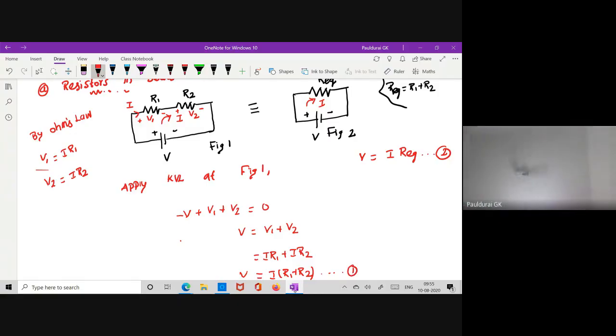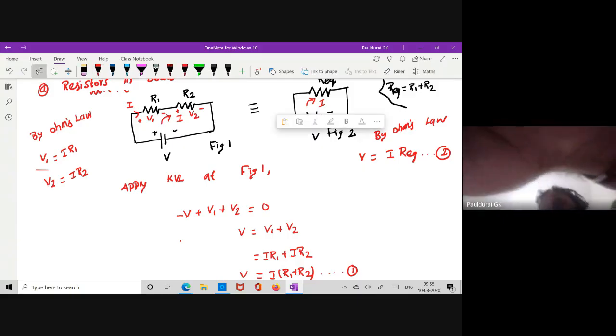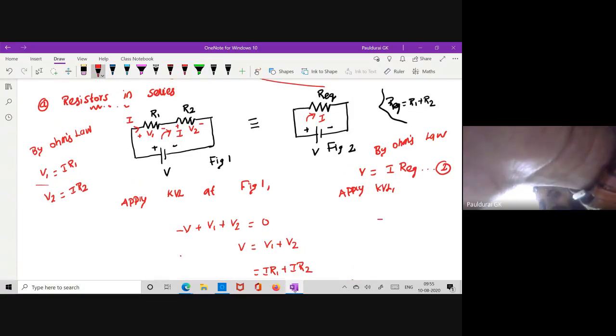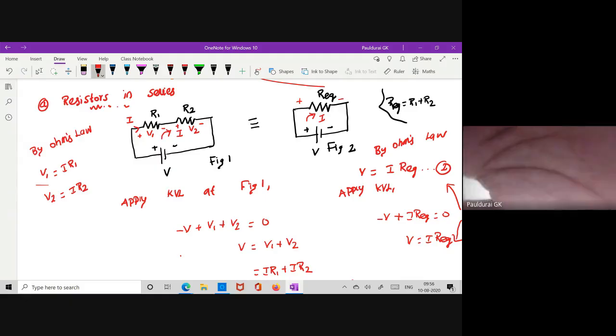Any doubt in equation number 2? It is a simple application of Ohm's law. Otherwise, you can apply KVL, nothing wrong, you will get the same equation number 2. Can you do it by yourself? KVL: minus to plus, so minus V. The resistance always goes plus to minus, so plus I into R equivalent, equal to 0. So V equal to I into R equivalent, the same equation number 2. Either go with Ohm's law or KVL, nothing wrong.